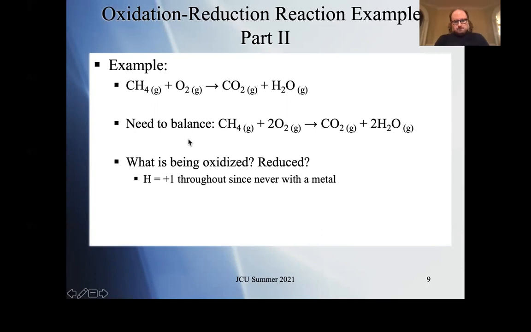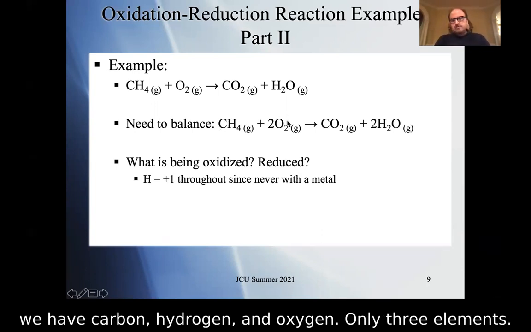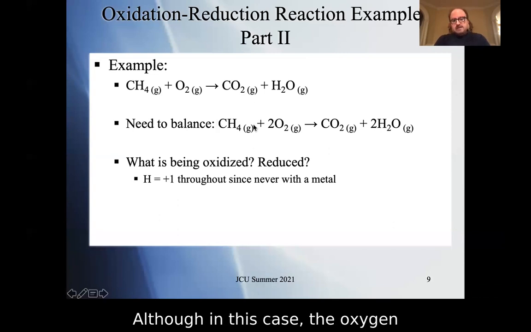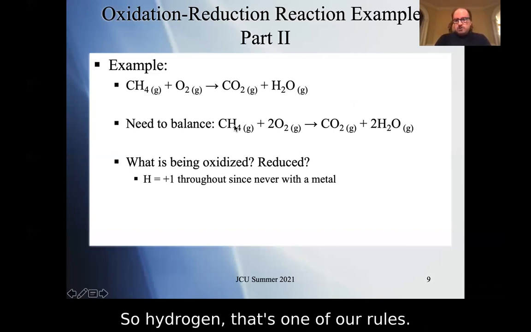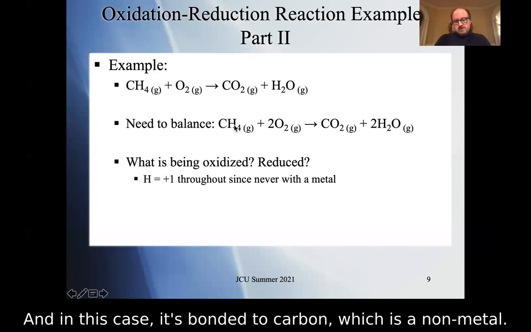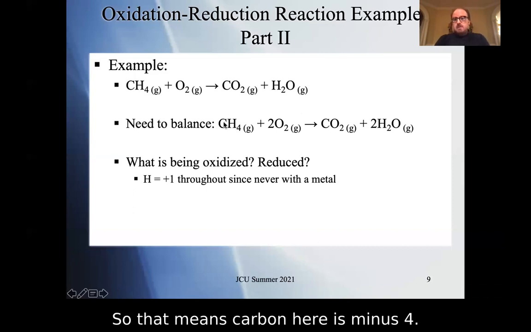All right, so if we look at the elements here, right, we have carbon, hydrogen, and oxygen. Only 3 elements, although in this case, the oxygen ends up in 2 different places, so we do need to consider that separately. So hydrogen, right, that's one of our rules, and in this case, it's bonded to carbon, which is a non-metal, so it's +1. So that means carbon here is -4.